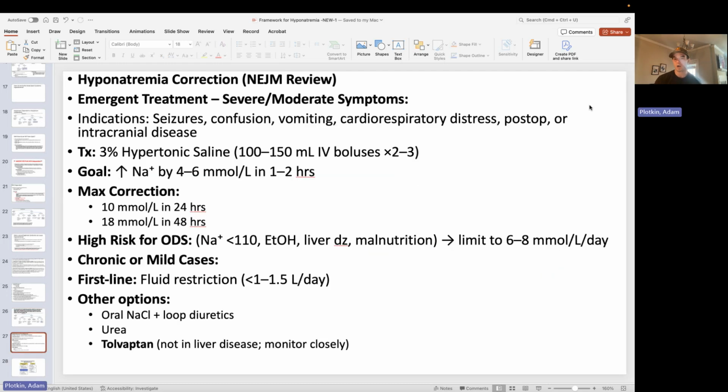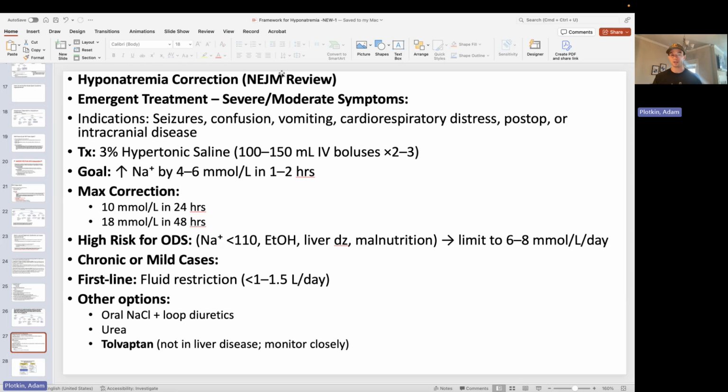So one quick word on how we treat these patients. This is from a New England Journal of Medicine review, a relatively new review where they put everything together. So emergent treatment should be for severe or moderate symptoms, things like seizure, confusion, vomiting, cardiorespiratory distress. If the patient's post-op or they have intracranial disease, we're going to want to initiate 3% hypertonic saline. We're going to give it in 100 to 150 milliliter IV boluses, usually 2 to 3 times.